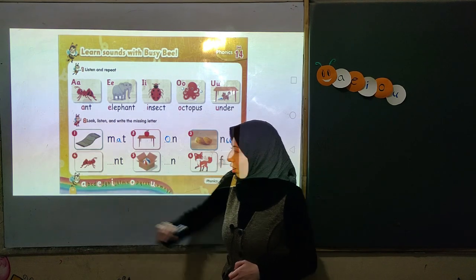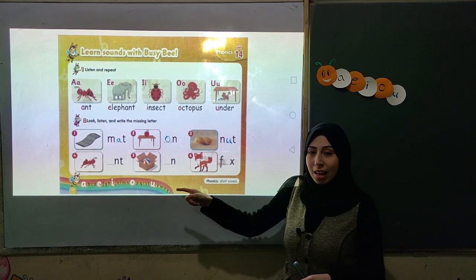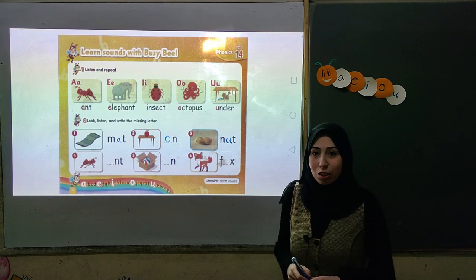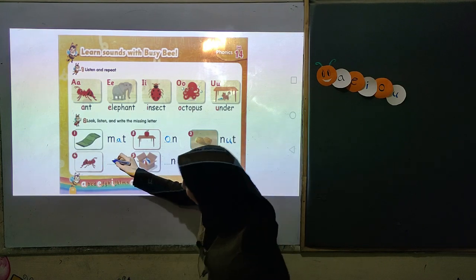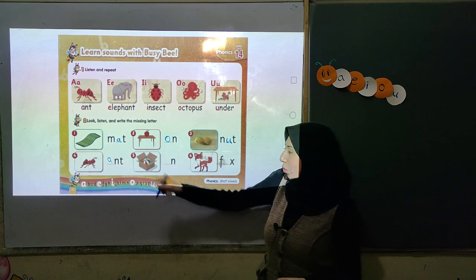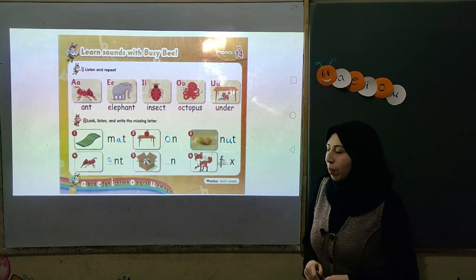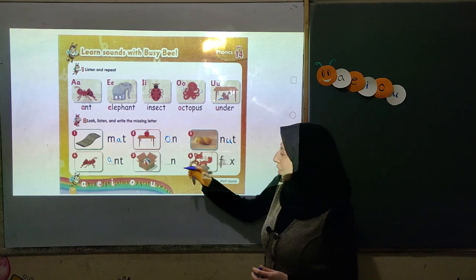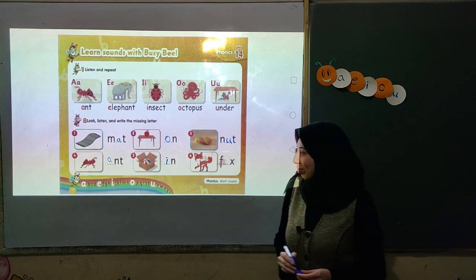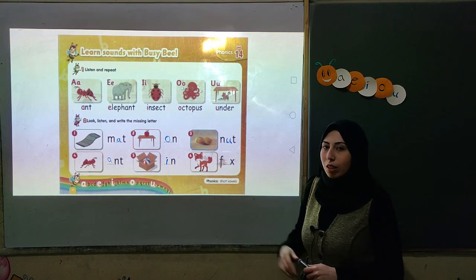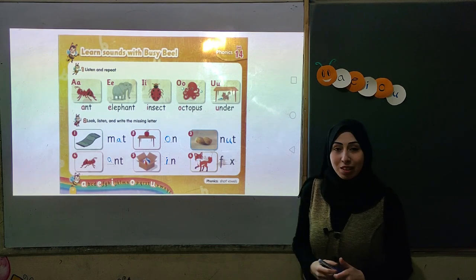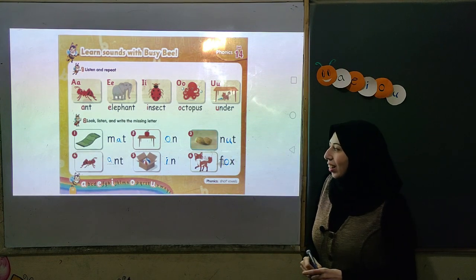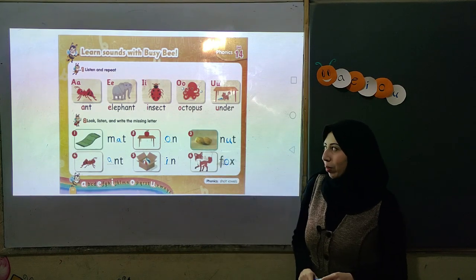Okay, number four. Oh, what's this? It's an ant. Ant. What's the missing letter here? A. Excellent. Ant. Number five. The ball is in the box. In. In. So, what's the missing letter here? Excellent. I. And the last one is fox. Fox. What's the missing letter here? Excellent. It's the letter O. Well done.